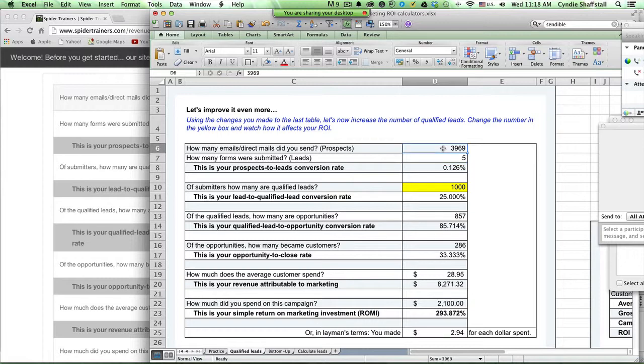So let's go back to that. Let's say we're sending out 20,000 emails. We're going to increase this to 900 forms submitted.